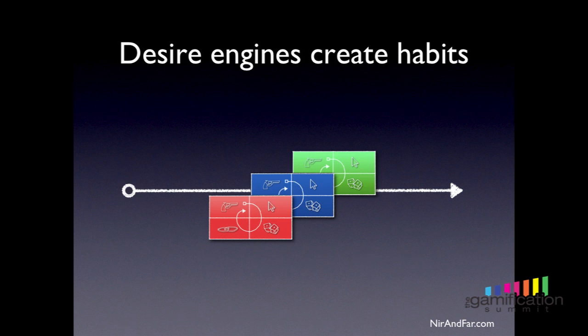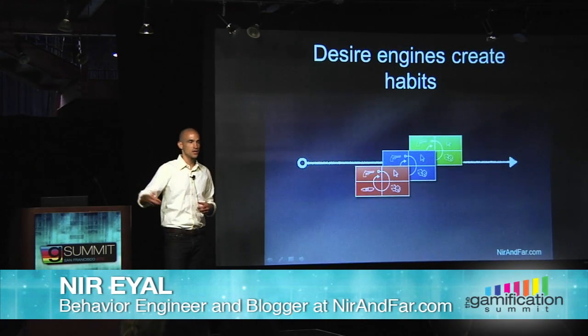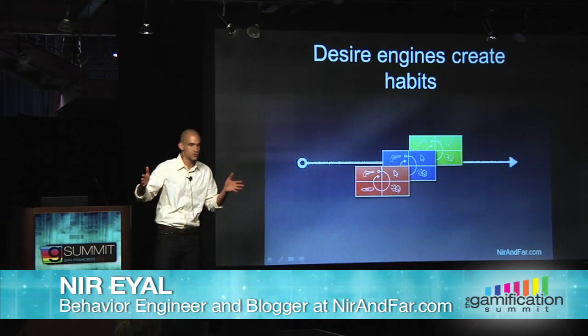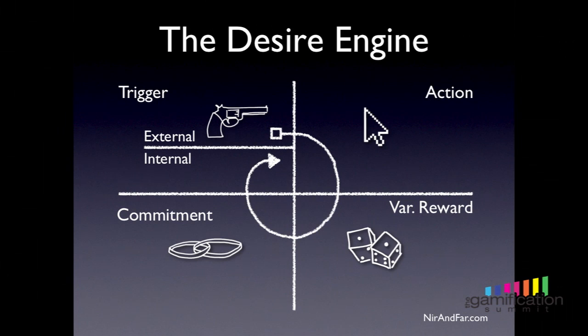The desire engine moves users within the flow of the product experience from external triggers to internal triggers. They align users along the path of mastery. And so we're going to dive into this. So the desire engine, like a four-stroke engine, has 4 phases. It begins with a trigger, an action, a variable reward, and a commitment. So let's go through each phase.